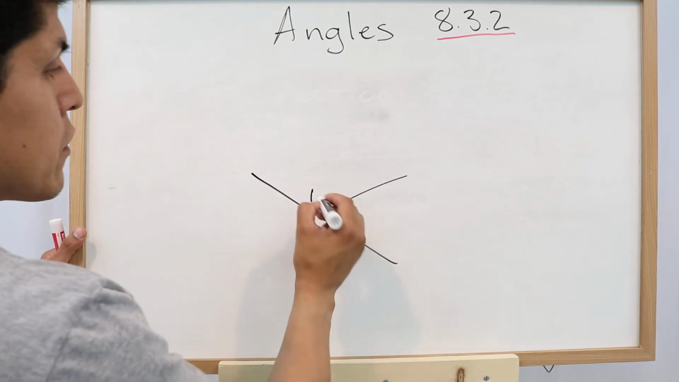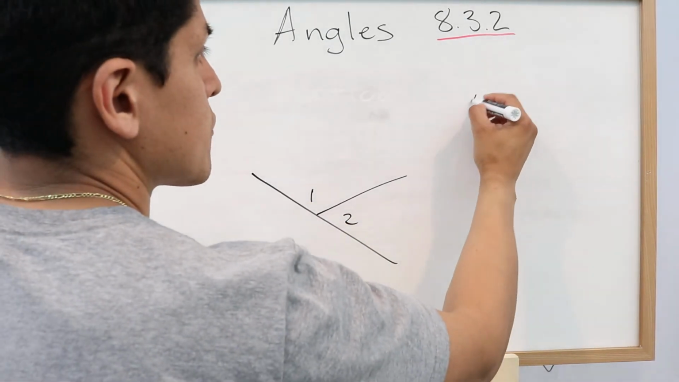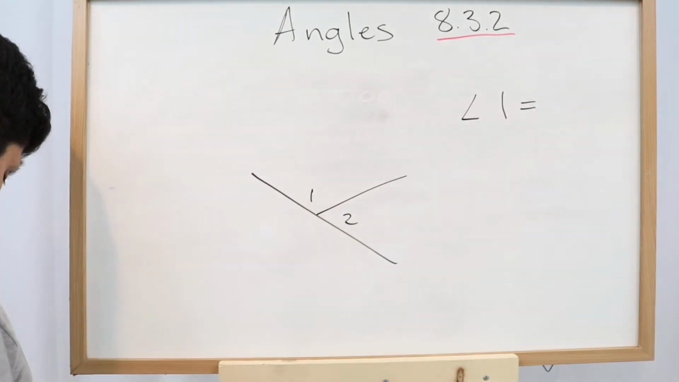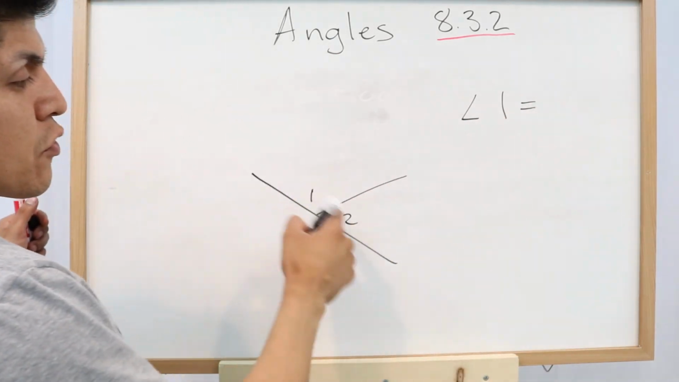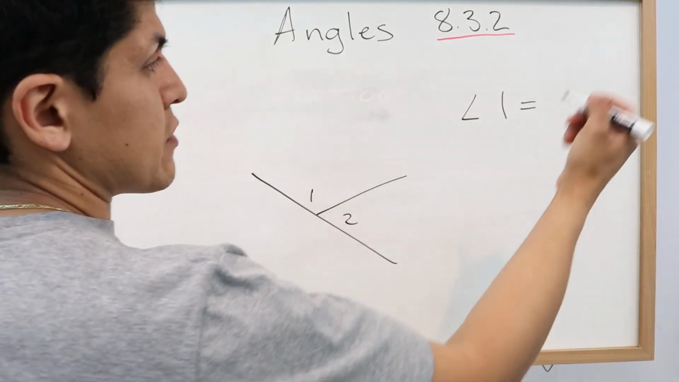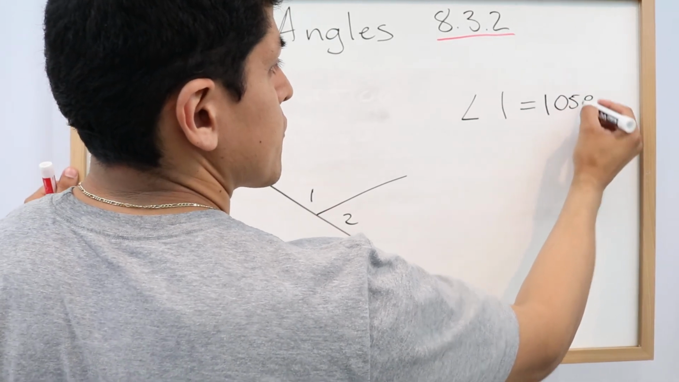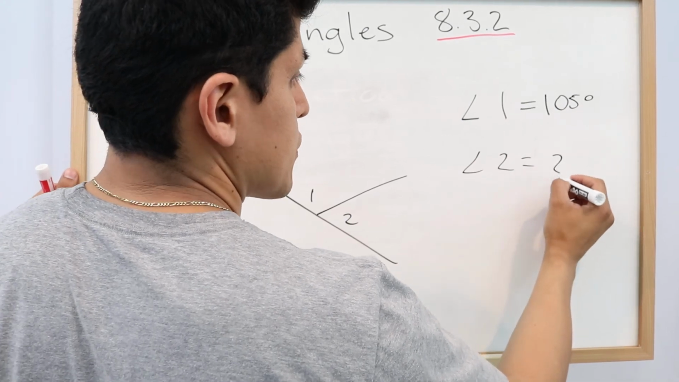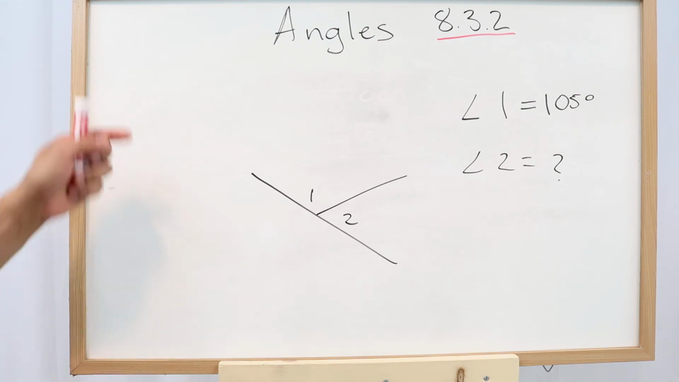This is angle 1, this is angle 2. Let's say I tell you that angle 1 equals 60 degrees. No, not 60, it cannot be 60 because it's more than 90. So I'll say it's 105 degrees. So what's angle number 2? What's the question? What's angle number 2? Well, I'm going to do the work on this side.